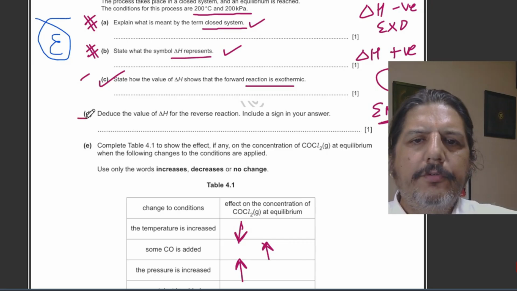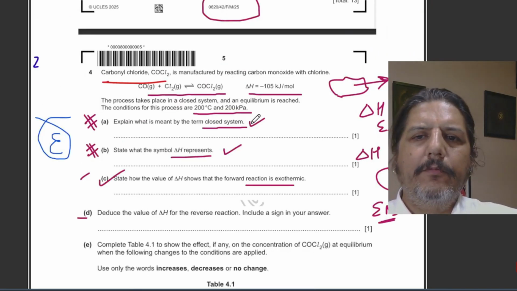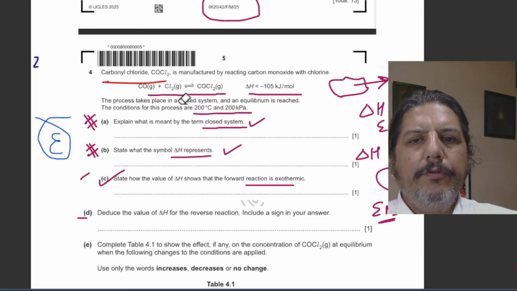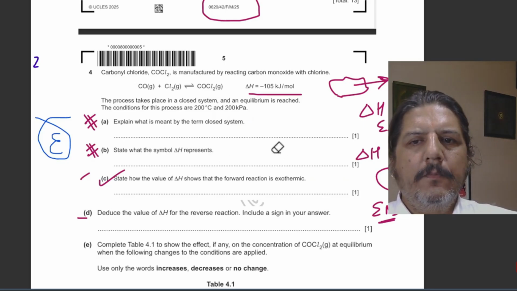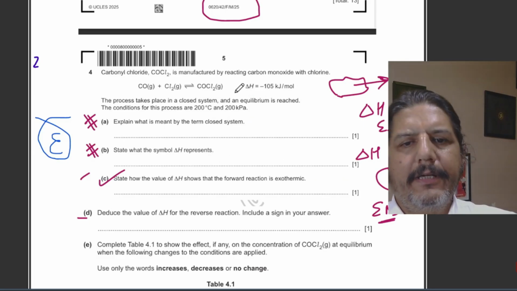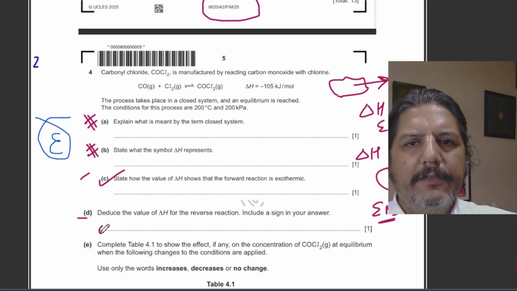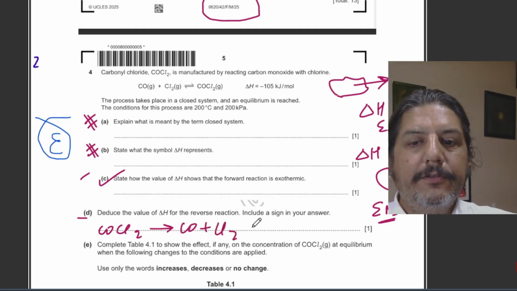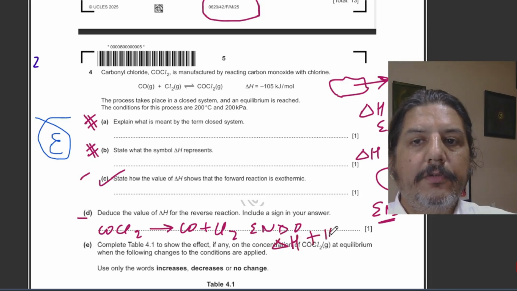So next question, deduce the value of delta H for the reverse reaction. Again, what you need to remember is that if we reverse this reaction, this will become an endothermic reaction. So basically, if you have COCl2 giving CO plus Cl2, then this is the reverse reaction and it becomes an endothermic reaction. And hence, the delta H would be positive 105 kJ per mole.